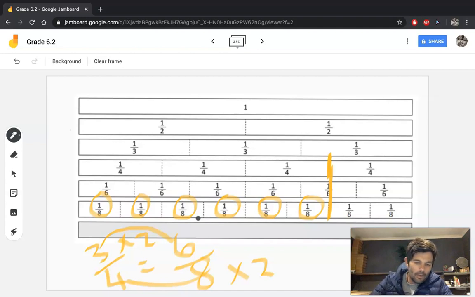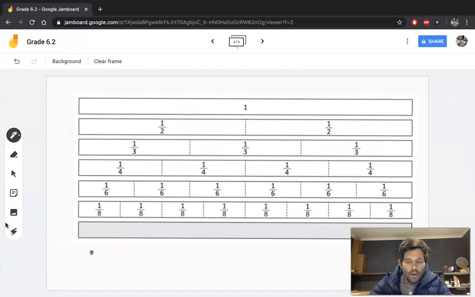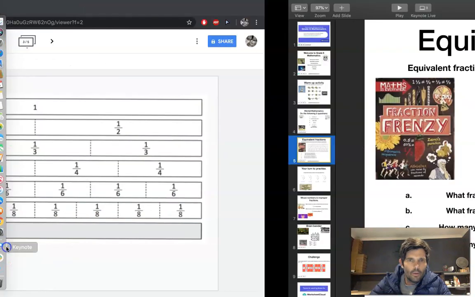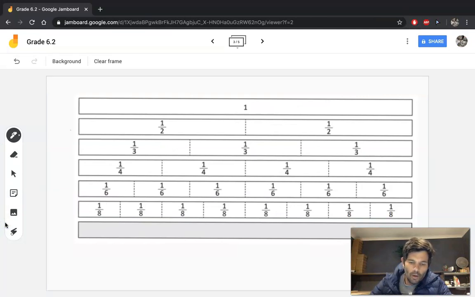Okay, let's have a look at another example. The next example asks how many eighths are equivalent to 1/2. So give it some thought quickly before I switch over, and let's see if you guys can think of it before I show you the Jamboard on the other side. Okay, so it was 1/2? Yeah, 1/2. How many eighths are equal to 1/2? So I look for 1/2, and here it is.